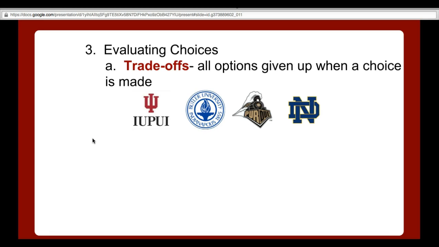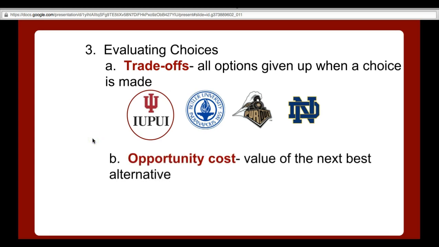Let's say that you chose IUPUI, okay? All the other 3, Butler, Purdue, and Notre Dame, all 3 of those are your trade-offs. Those are all the things that you give up because you chose IUPUI. Now we can also talk about your opportunity cost. And the opportunity cost is the value of the next best thing. It's kind of like your second choice, your runner-up. As my husband likes to say, the first loser.